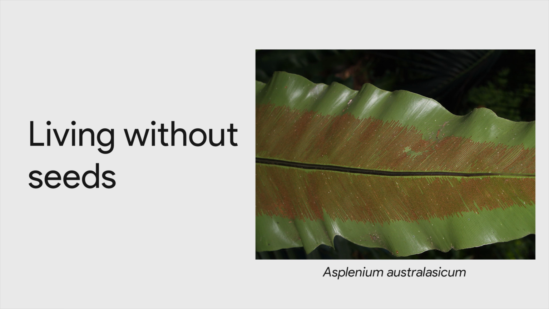Brown structures can be found underneath the fronds, and if tapped, brown dust may fall out. These are spores, and they can be blown away from the parent plant to grow into the next generation. The arrangement of these spore-producing structures varies between species and can be very useful in identification.